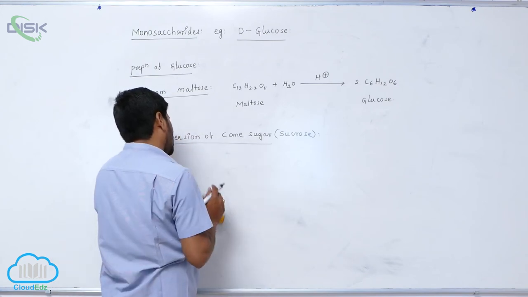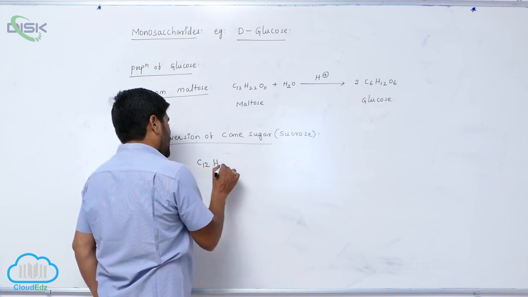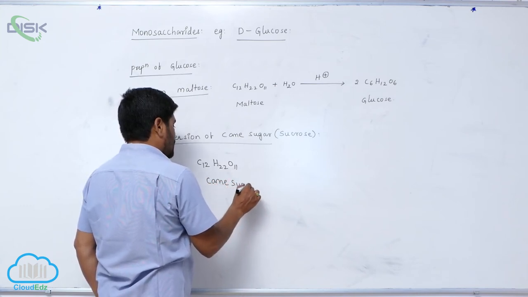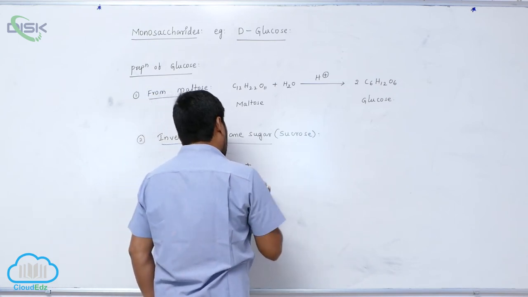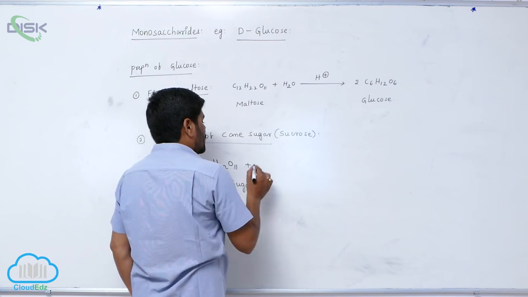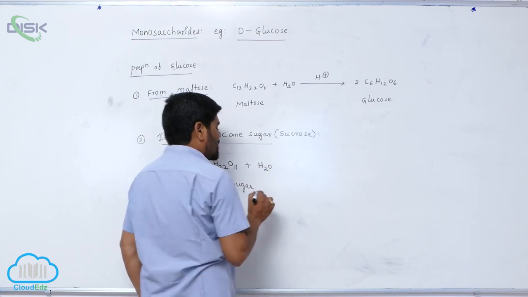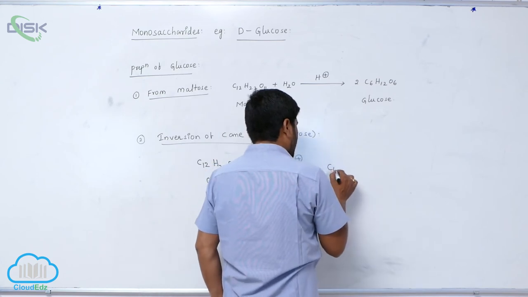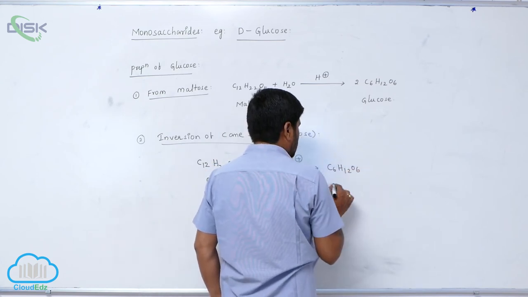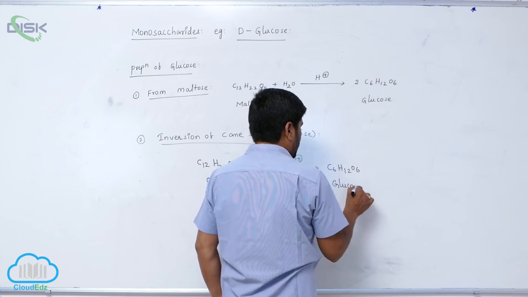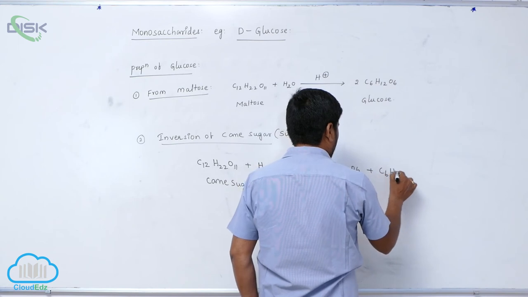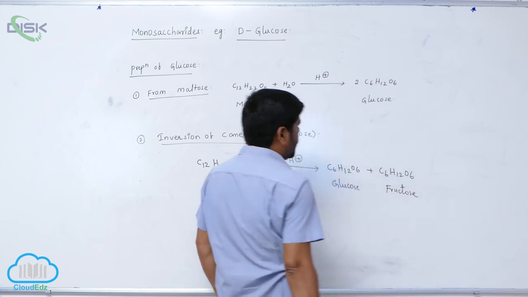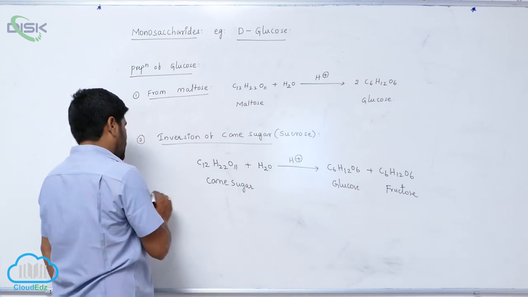C12H22O11. This is known as cane sugar. Okay, generally it is dextrorotatory. Now react with water, or hydrolysis in presence of acid medium, gives C6H12O6, one unit of glucose plus another unit of fructose. Okay, this is the second method.